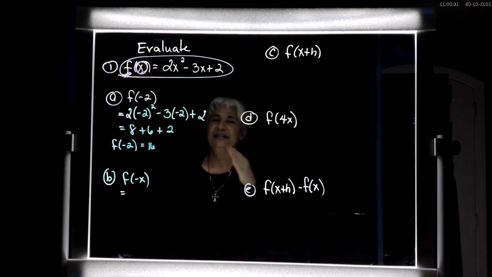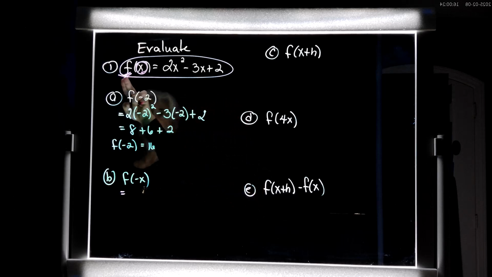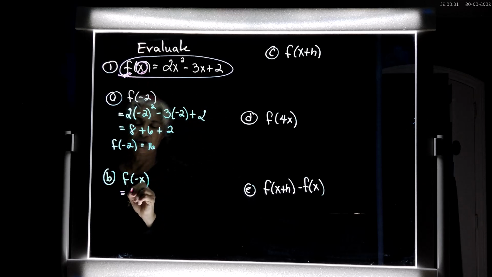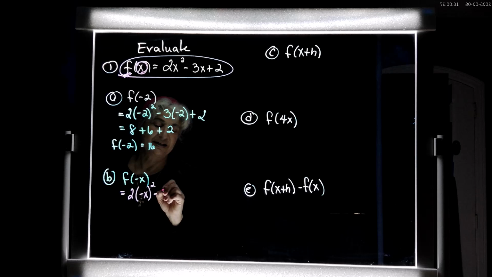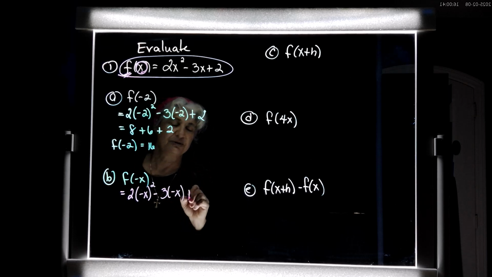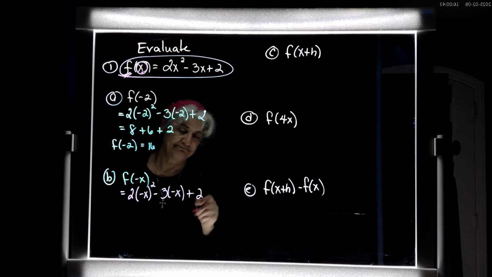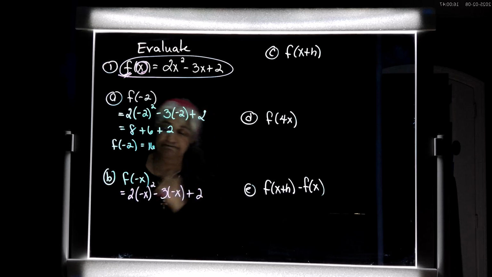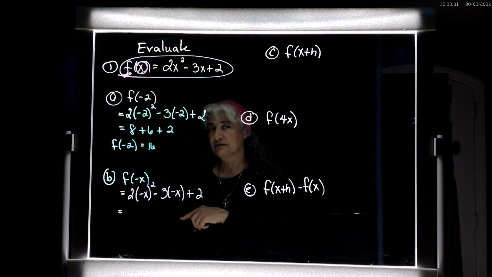All right. So B. F of negative x. So the function f, and in place of the x, I'm supposed to put negative x. So 2 times negative x squared minus 3 times negative x plus 2. There's no x there. You ain't putting an x with that last 2. Got it? All right.